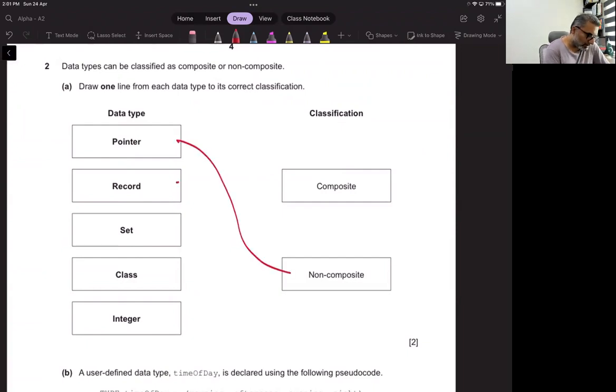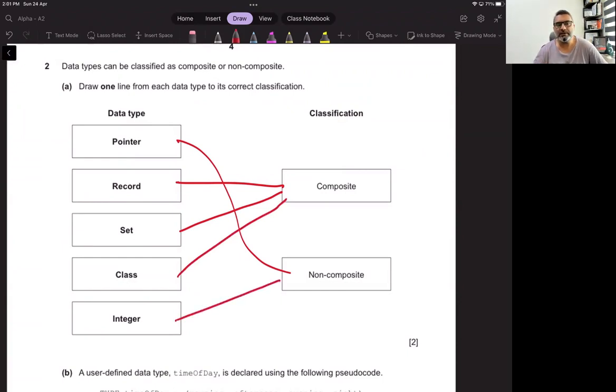Record is obviously composite. Set is composite because set is made up of other data types. Classes are composite. Integers are non-composite. All the intrinsic data types, integer, string, boolean, they're all non-composite because they are not made up of other data types. Okay.